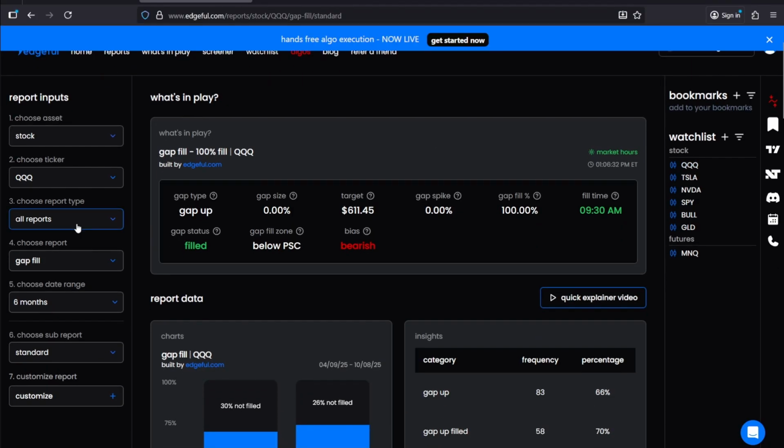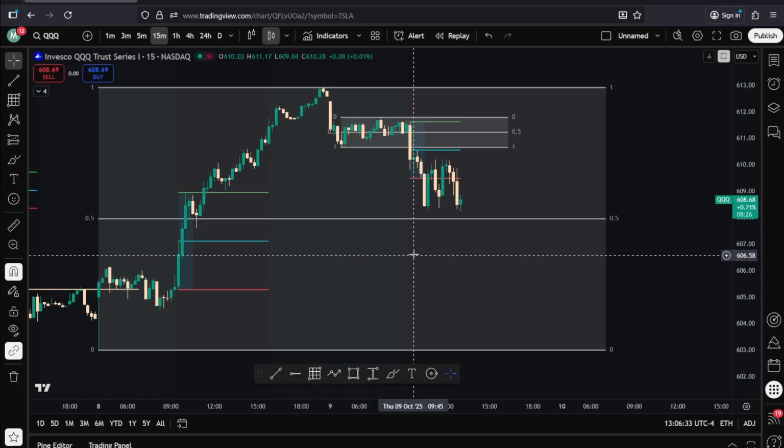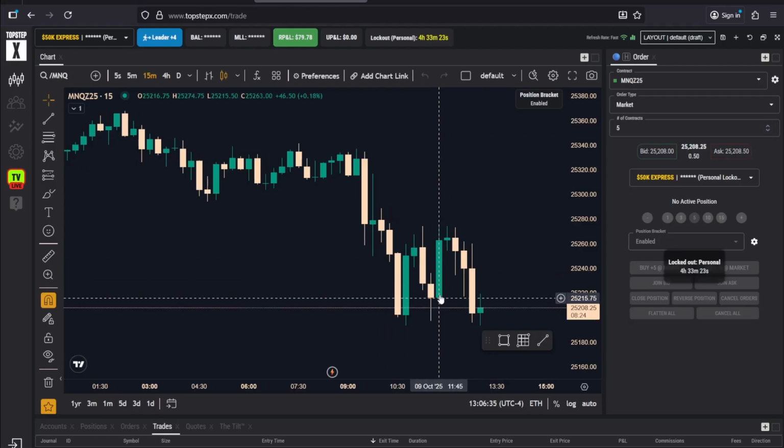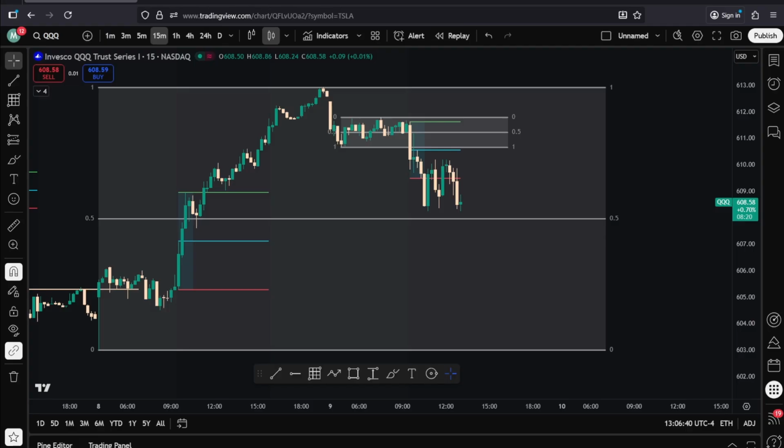QQQ, and then I go to, and this is what I'm charting on Qs, and then I trade on MNQ on TopStep, Tradeify, whatever Project X platform I'm using at the time.